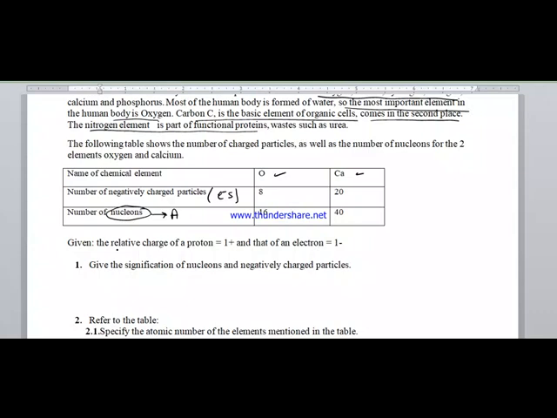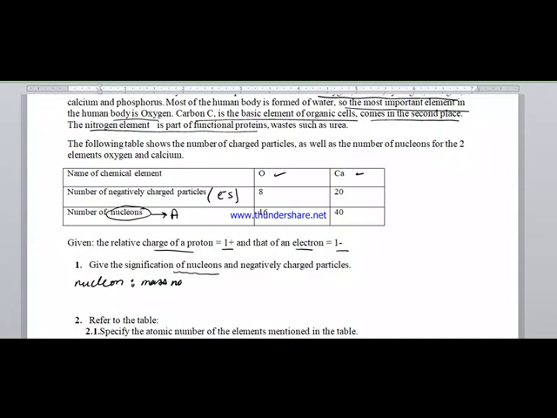We have also the following given. The relative charge of a proton is 1 plus and that of an electron is 1 minus. Part 1 gives the significance of a nucleon. What is meant by nucleons? Nucleons mean the mass number.